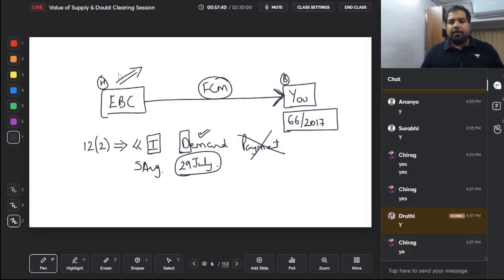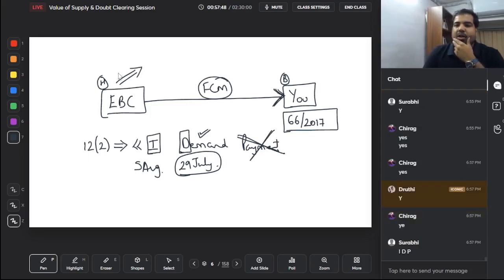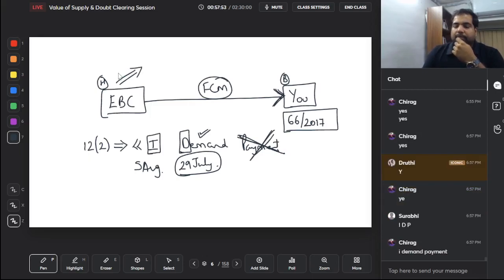Please tell me, guys, what is section 12(2)? Section 12(2) is I demand payment, and does payment have to be ignored? Yes, there's a notification number 66 of 2017 which says this payment will have to be ignored. So it's invoice date, which is pretty clear, guys. Invoice pay, whatever date is there, that is the date of the invoice. But due date of invoice is what I want to check.